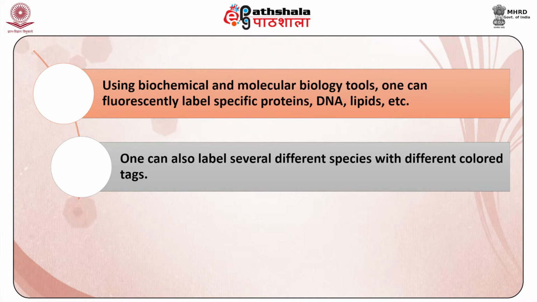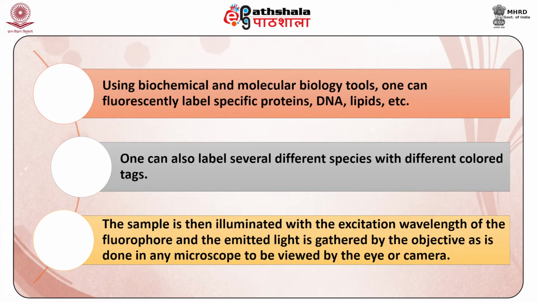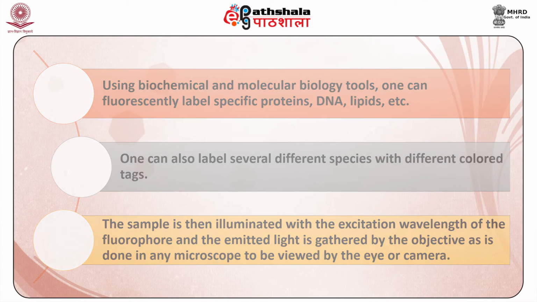One can also label several different species with different colored tags. The sample is then illuminated with the excitation wavelength of the fluorophore, and the emitted light is gathered by the objective, as is done in any microscope, to be viewed by the eye or camera.